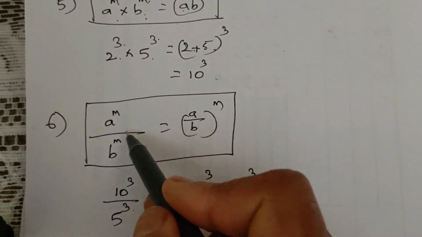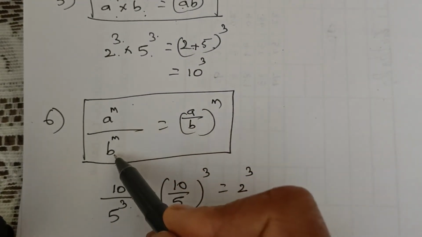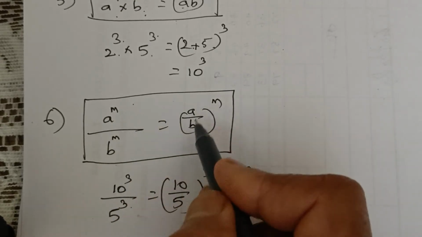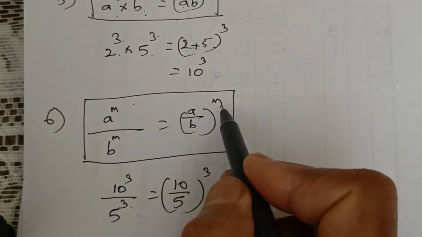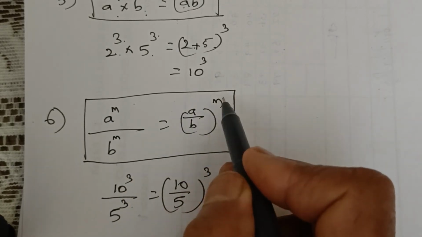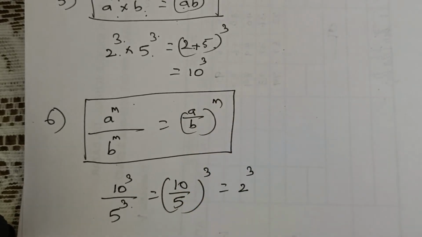Same way for division. A power m divided by b power m. Look at the base. Here base is a, here base is b. But the powers are the same. So what can you do? You divide the bases, a by b. Then for both the powers, write 1 power m. A by b, the whole power m. We call it whole power. Means the power is for the numerator a and for the denominator b.